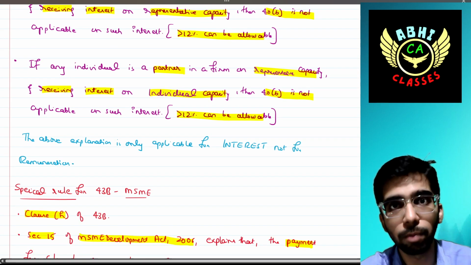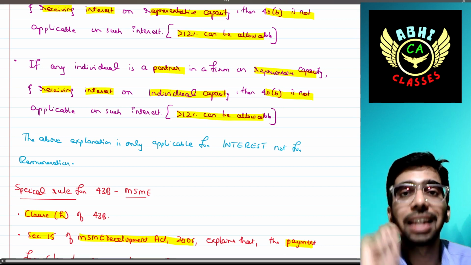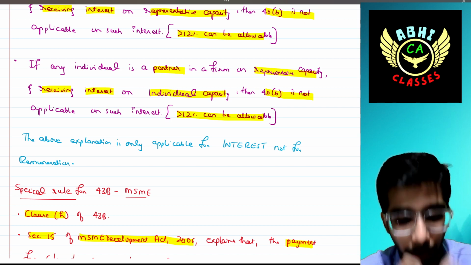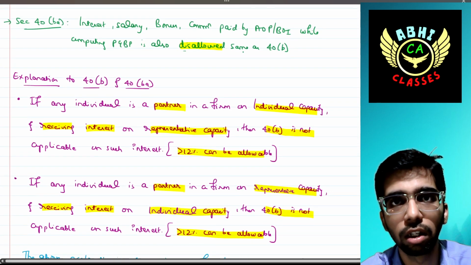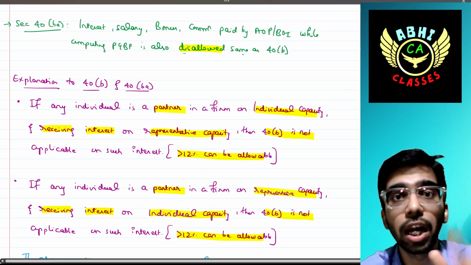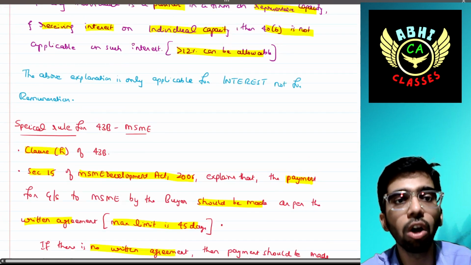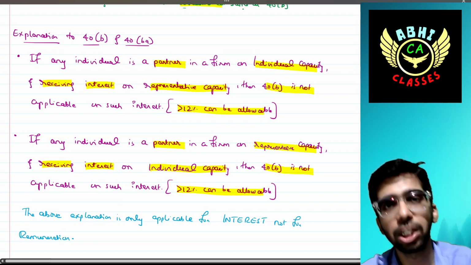But this explanation above is only applicable for the interest portion, not for remuneration. For remuneration, we have to see the book profit, 60-30, 60-90, and take the formula. This explanation is applicable only for the interest portion.